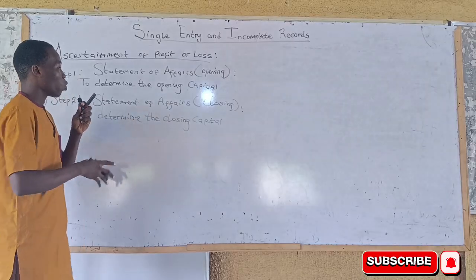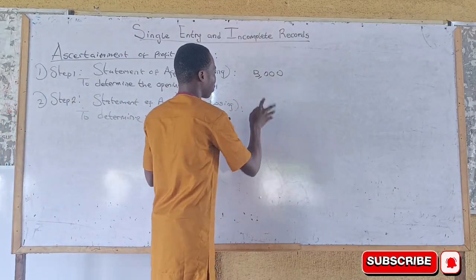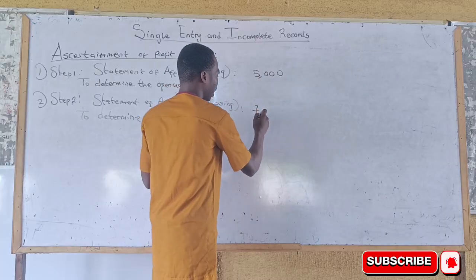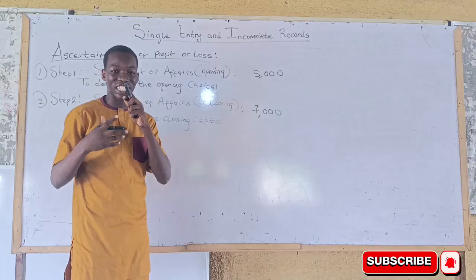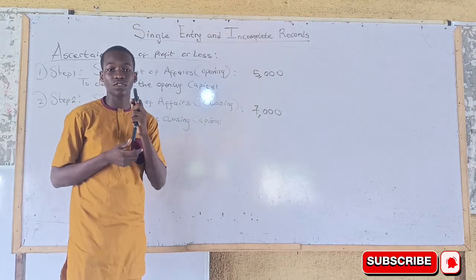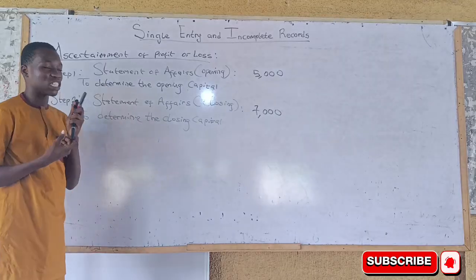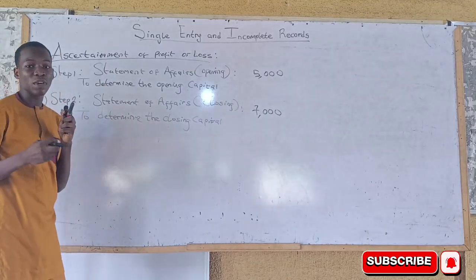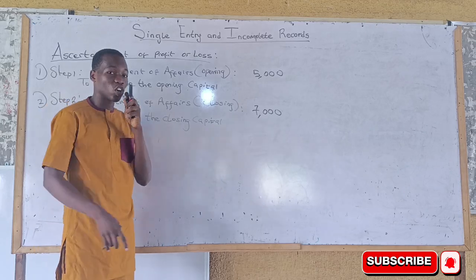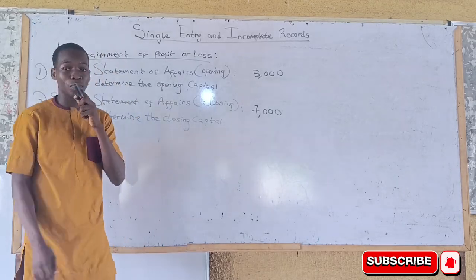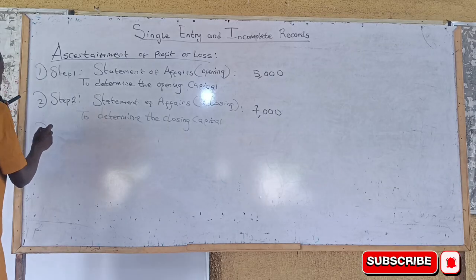Now the idea is that when you start your business with 5,000, that is the capital at the beginning, and at the end the capital is 7,000. If you look at this, you can see that your capital has increased. This simply means that there is a profit. So you determine your opening statement of affairs, determine your closing statement of affairs. The profit will be the difference between your closing statement of affairs and the opening statement of affairs. Now the third step is the statement of profit.